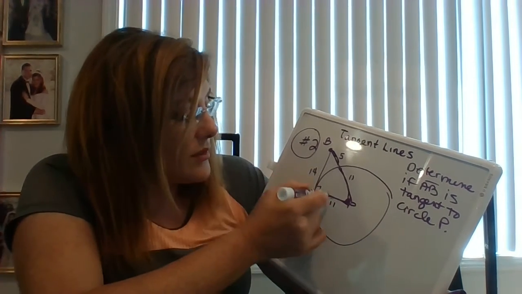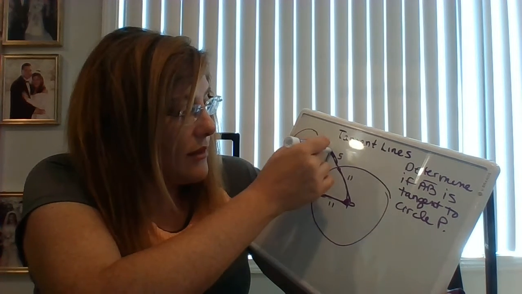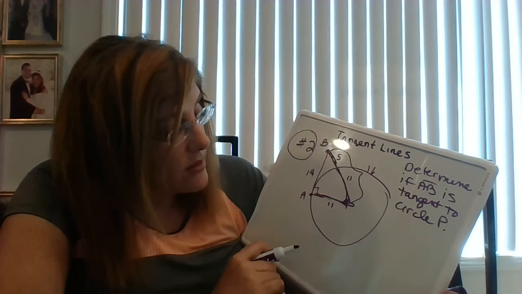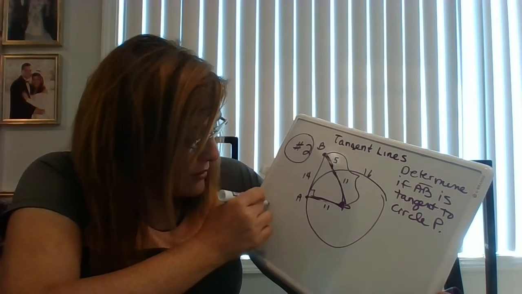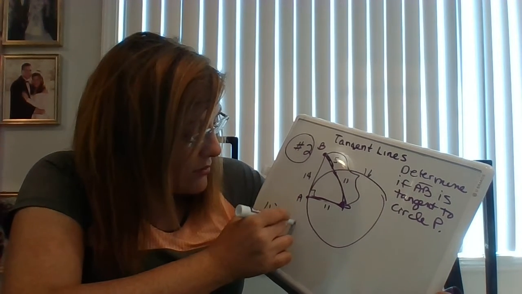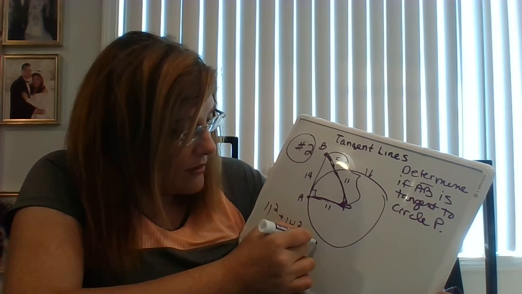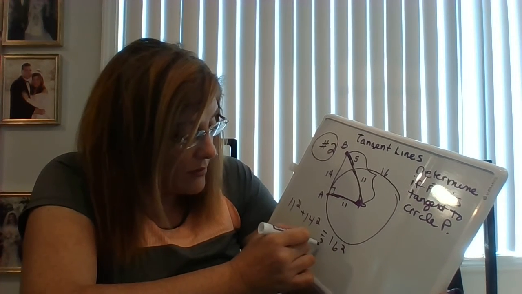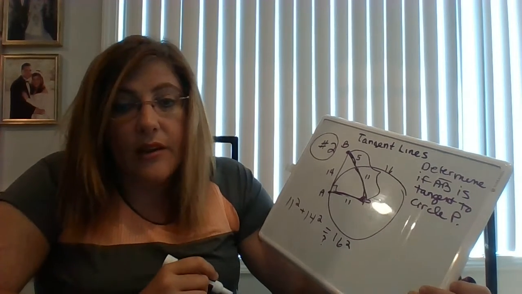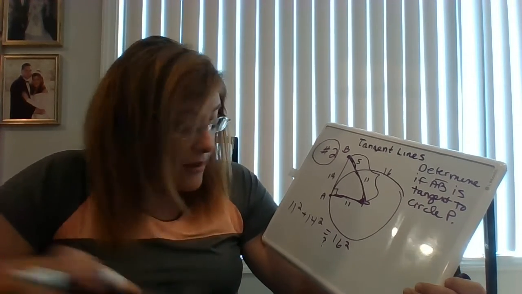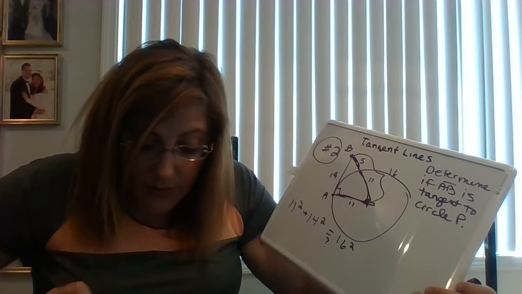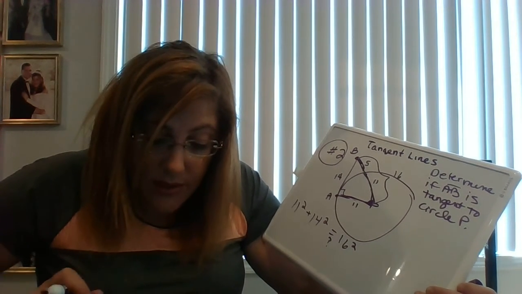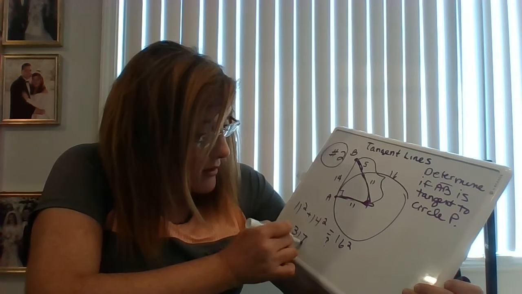So this is a leg, this is a leg, this is the hypotenuse, which is 16. So let's see if the leg squared plus the leg squared equals the hypotenuse squared. I don't know. Let's see. So we've got 11 squared plus 14 squared, and that's going to give us 317.